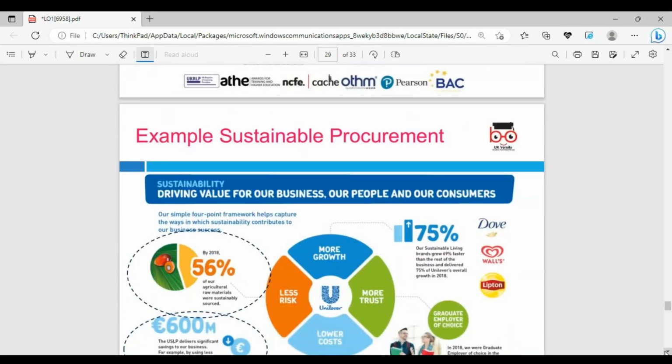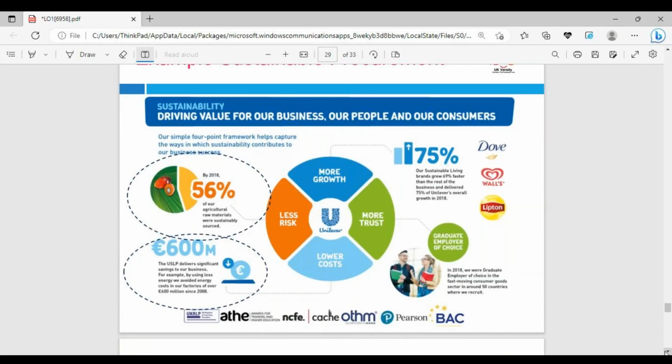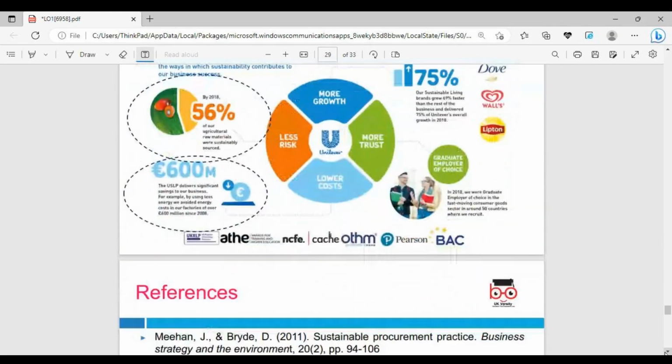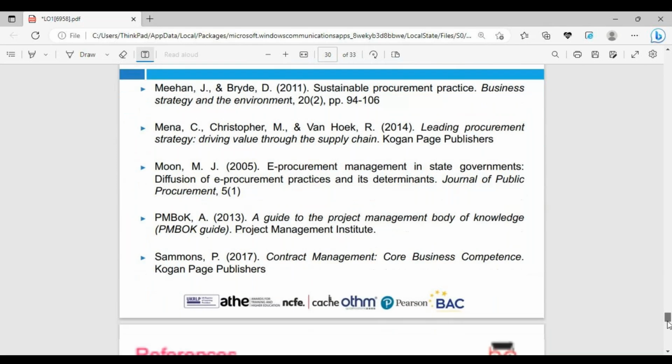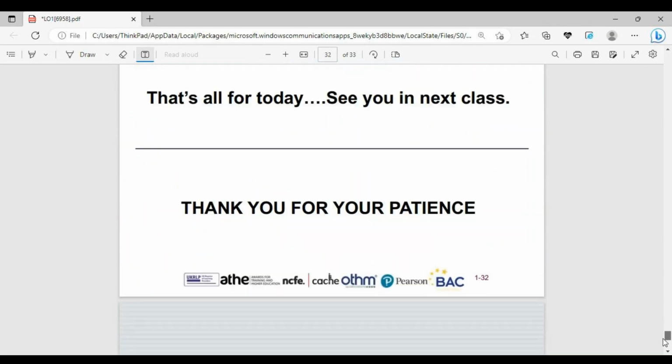For sustainability purposes, we are always thinking about more growth. Take Unilever, one of the leading consumer goods companies, operating in more than 130 countries. It used to be called Lever Brothers and merged with Uni of Holland, and they carry on supplying. They have published a report called Sustainability Driving Value for Business, our people, our consumers. We want more growth, more trust, lower cost and less risk. That is really the objective of every company. These are some recommended references we use.